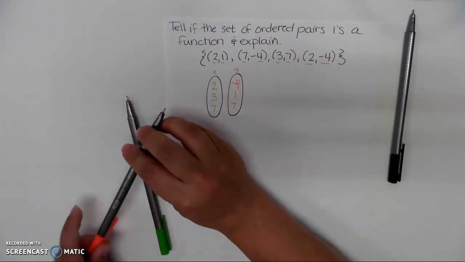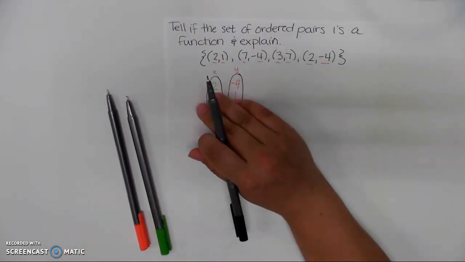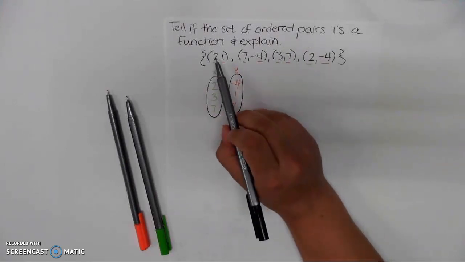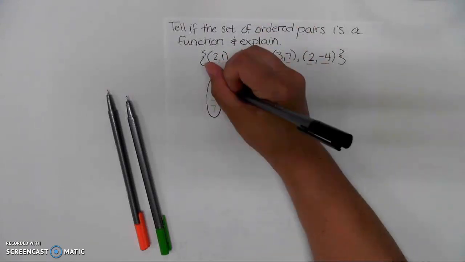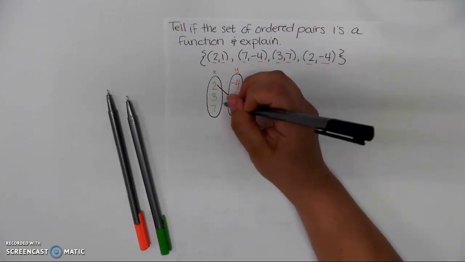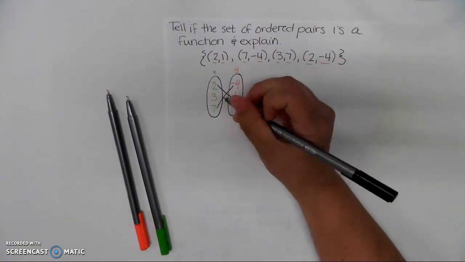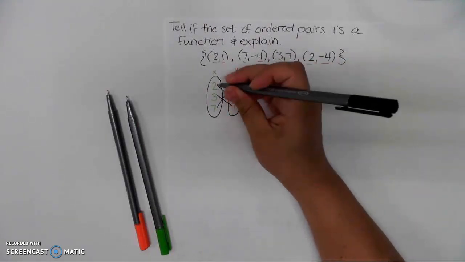The next part of a mapping diagram is simply connecting the ordered pairs together. So my x-coordinate needs to match with my y-coordinate of that point. So 2 has to be connected to 1 because it's one ordered pair. So 2, 1. And then 7, -4. And then 3, 7. And then 2, -4.